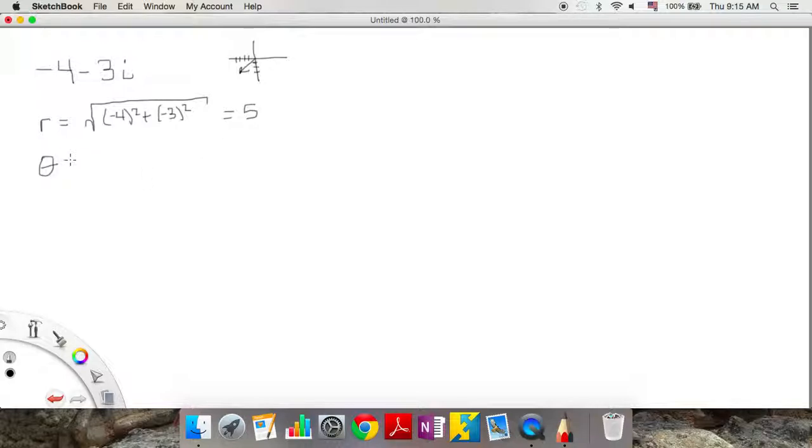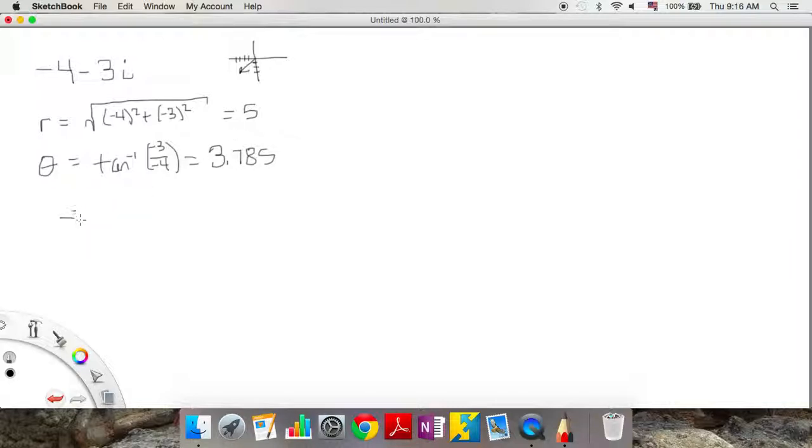And our argument, theta, is the inverse tangent of negative 3, the imaginary part, over the real part, negative 4. Now, your calculator is going to give you an answer up here in the first quadrant, because it's negative divided by negative, so it's going to be positive. So it's going to give you one in this first quadrant here. So you're going to have to add pi to it, and you're going to get 3.785 radians for your argument. Make sure you get that right.